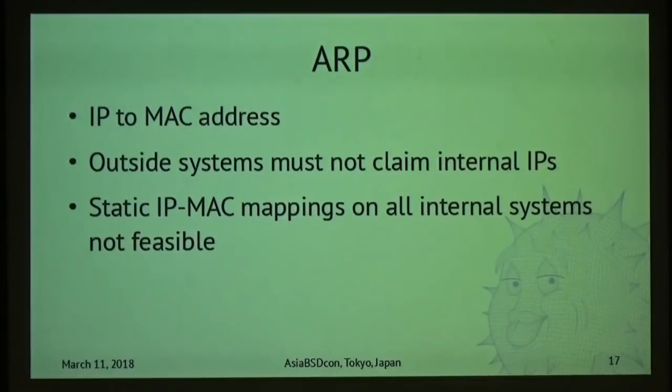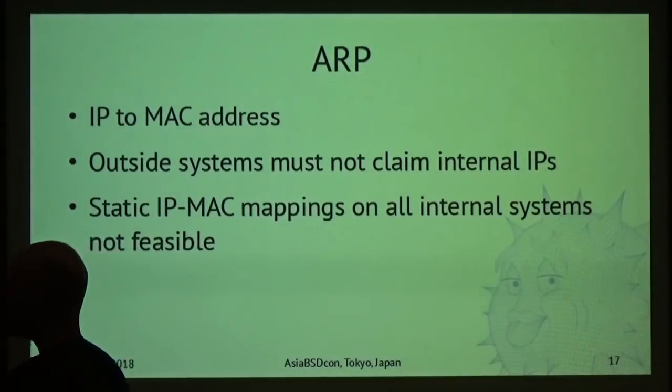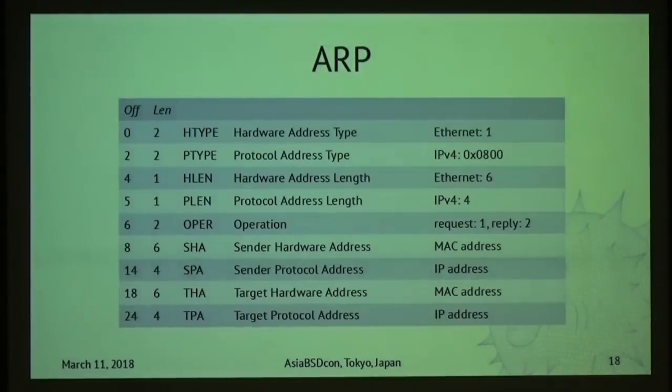The usual way to prevent this is, well, not using the same layer 2 network. Doesn't work. The next possible way to prevent this is static MAC address to IP mappings on all remote systems. Not feasible because there's a lot of third-party systems in there. So what do? Basically, we need to filter ARP.